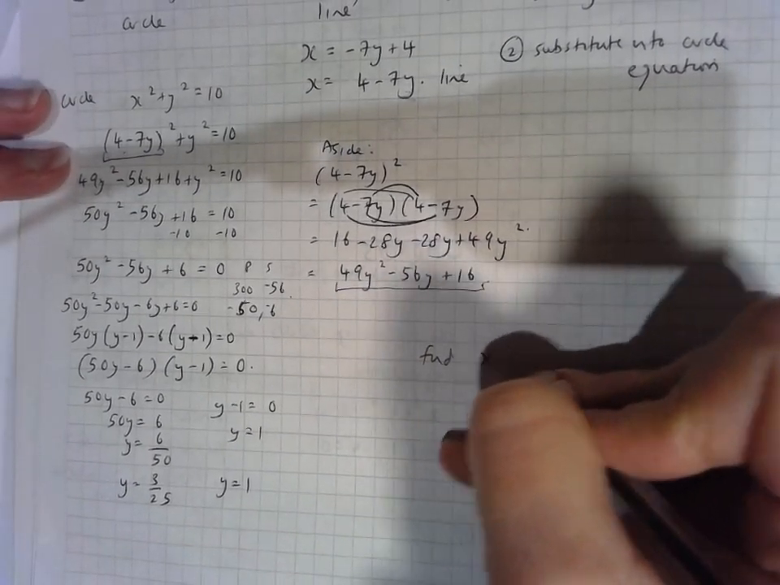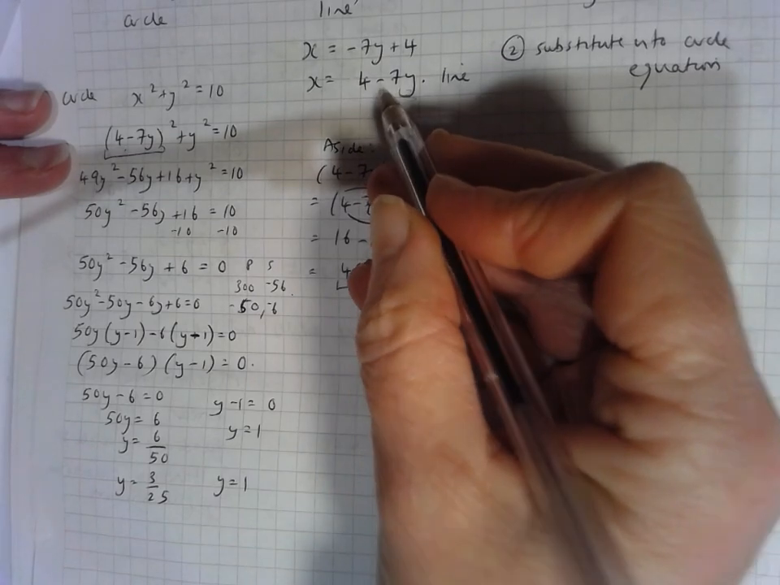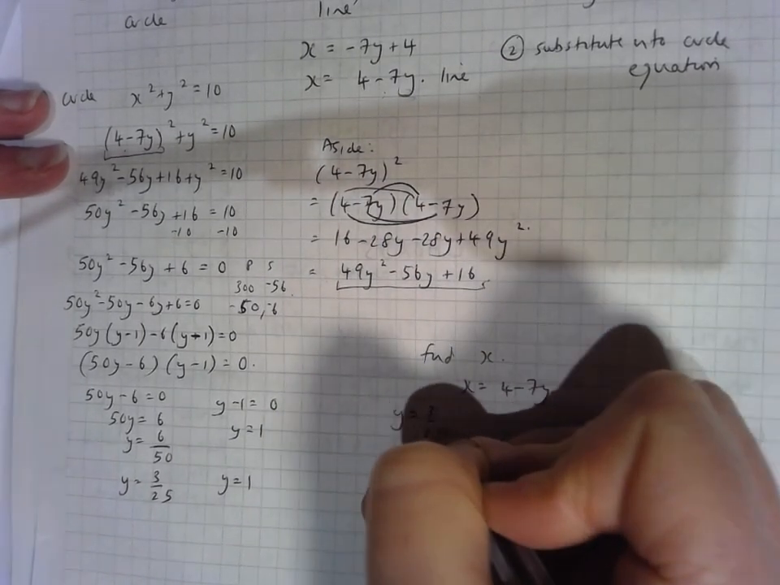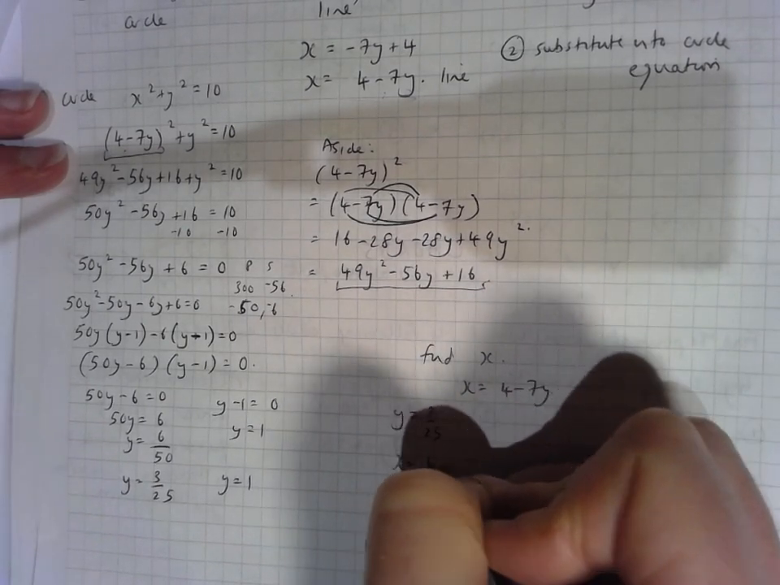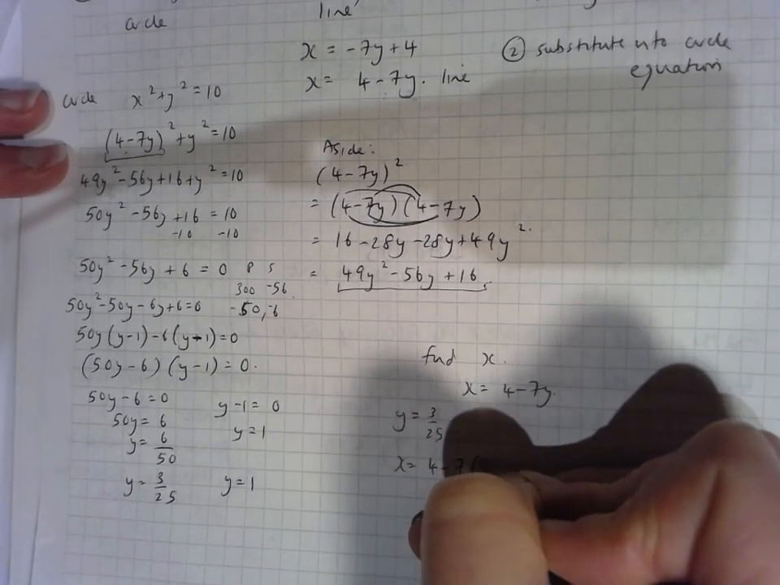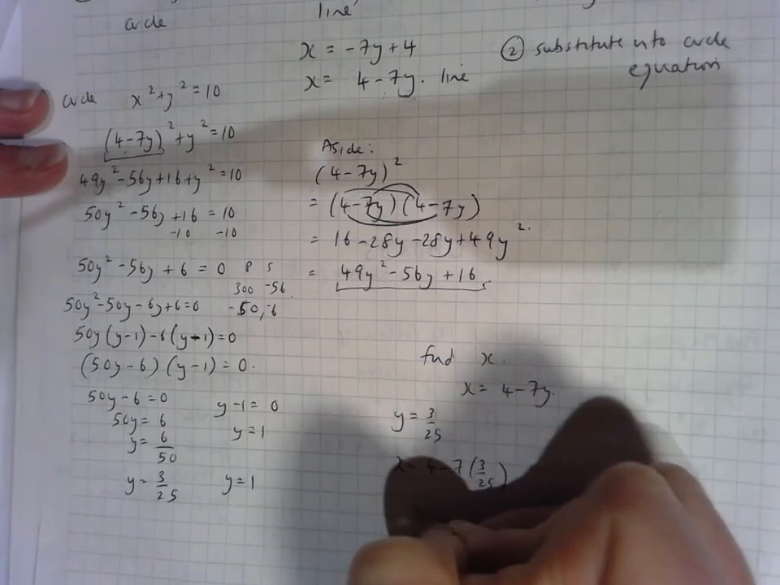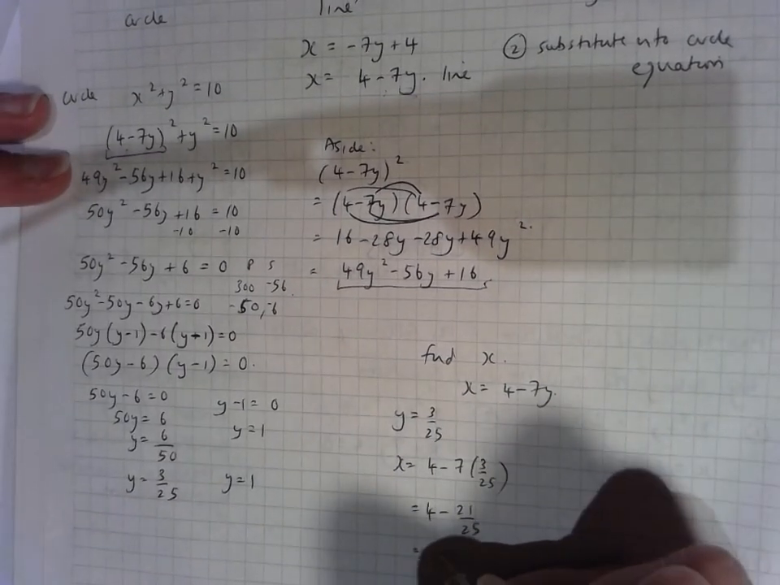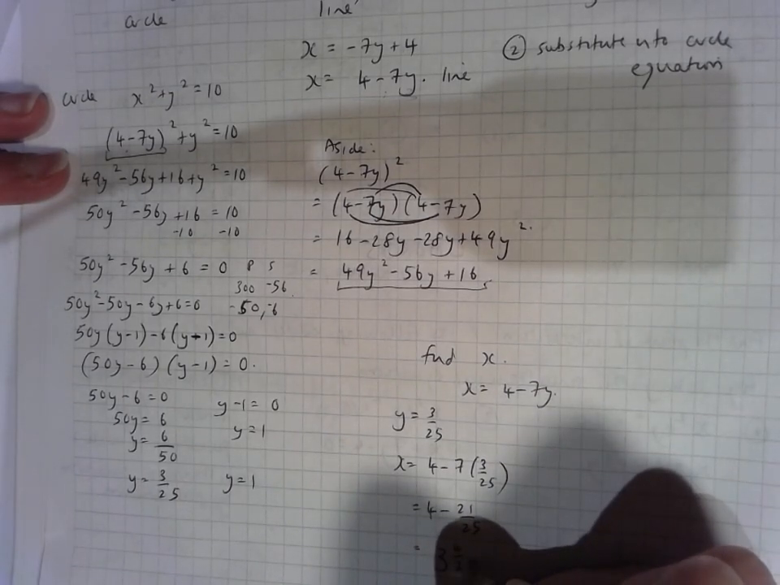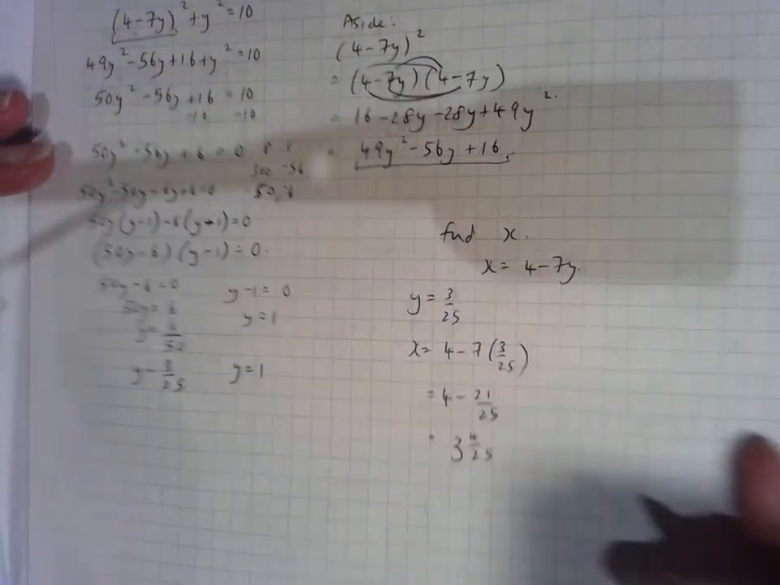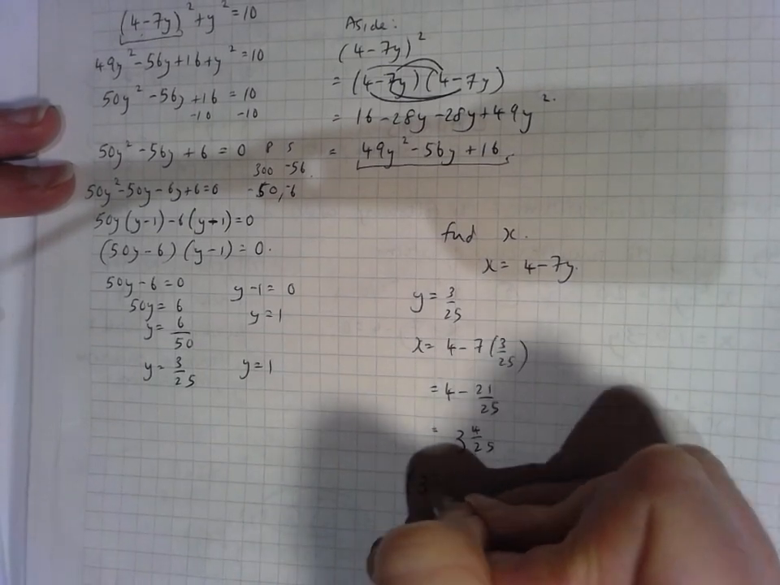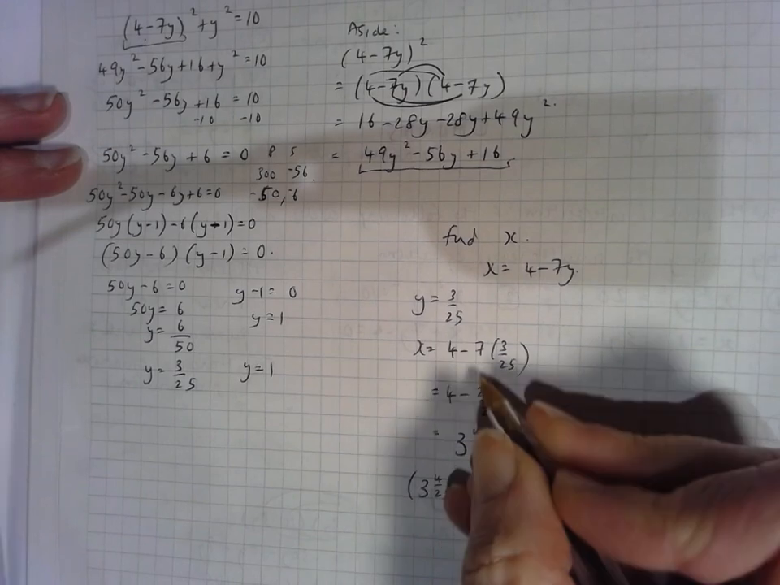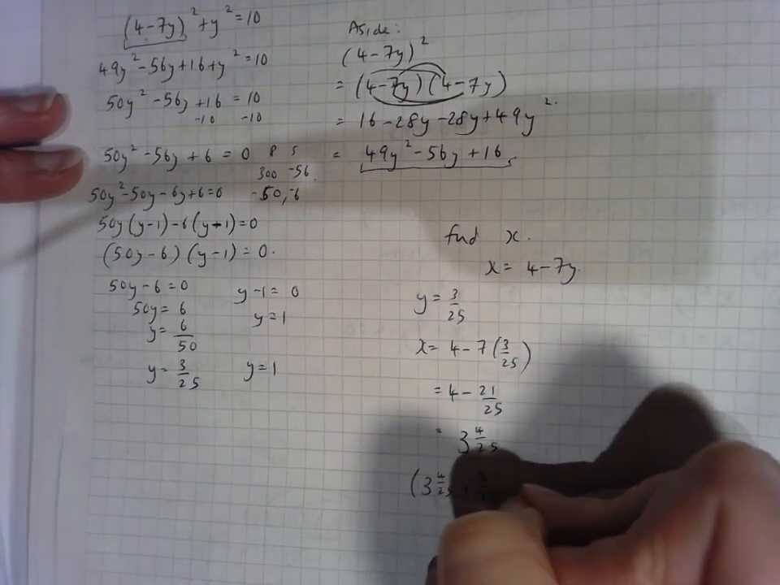X is equal to, from here, 4 minus 7y. Y is equal to 3 over 25. Then x is equal to 4 minus 7 by 3 over 25, which isn't nice at all. 4 minus 21 over 25, which would be 3 and 4 over 25. So one point of intersection is going to be 3 and 4 over 25. I hope I've done that correctly. I've just done it in my head. And 3 over 25. Nasty.